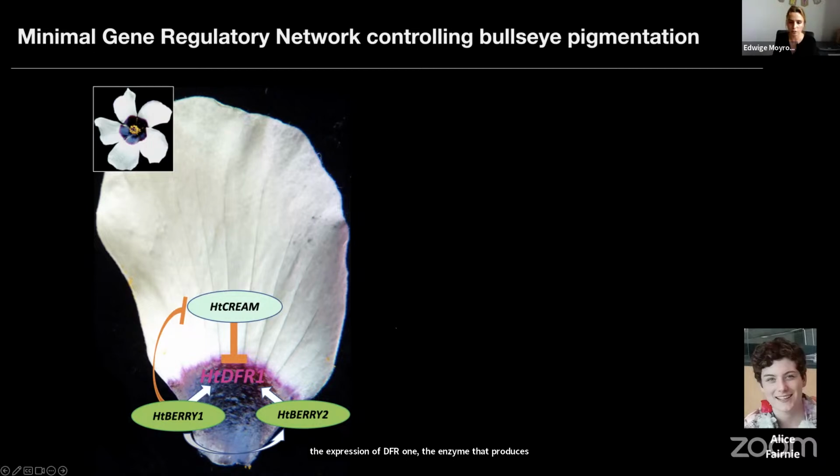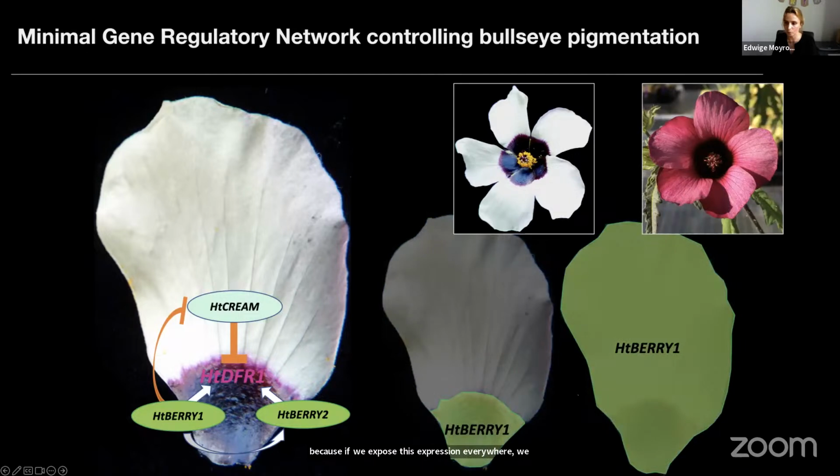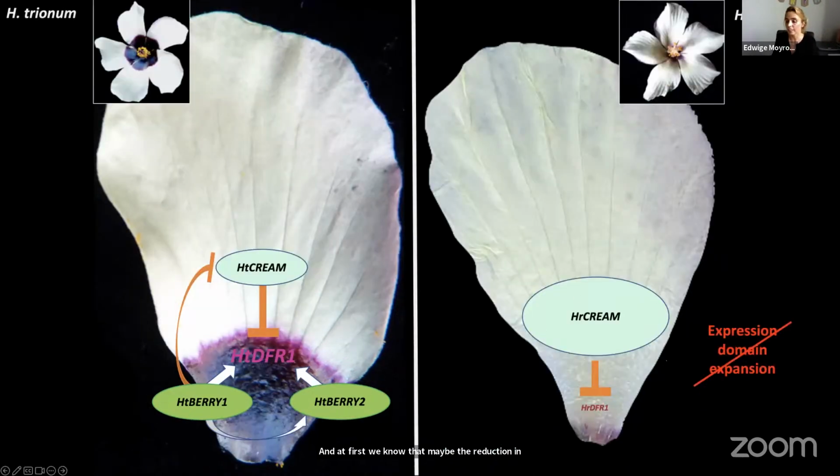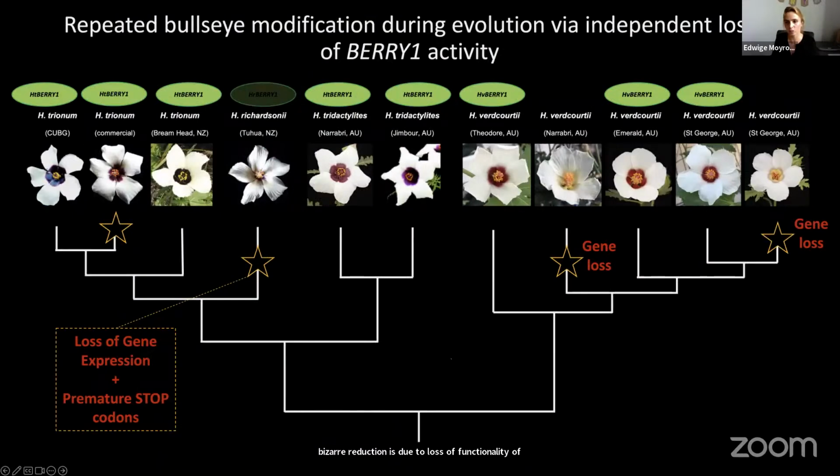One of these transcription factors, CREAM, is a repressor because if we force its expression everywhere, we generate flowers with a paler bullseye. The other 2 are activators because they have the opposite effect. When we express them everywhere, we create ectopic pigmentation in the top part of the petal. And at first, we thought that maybe the reduction in bullseye size in richardsonii was due to an increase in the activity of the repressor. This did not turn out to be the case. Instead, the bullseye reduction is due to a loss-of-function allele of BERI1. And this allele is expressed at very, very low levels and contains some premature stop codons. So even if protein is produced, it's probably non-functional.